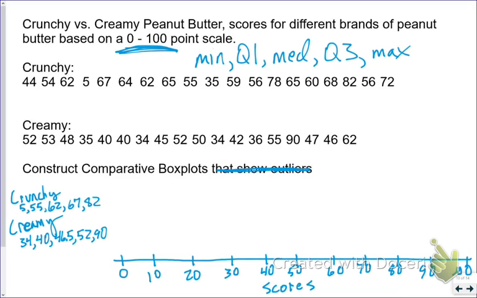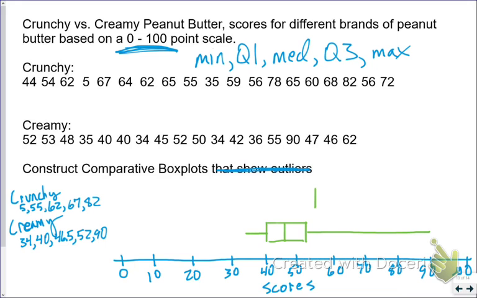So let's start with creamy. I'm going to make a line at 40. Make a line at 52. So these are my 2 quartiles. Make a box. Make a line at 46.5. And draw a line down to 34. And a line up to 90. So there's creamy.